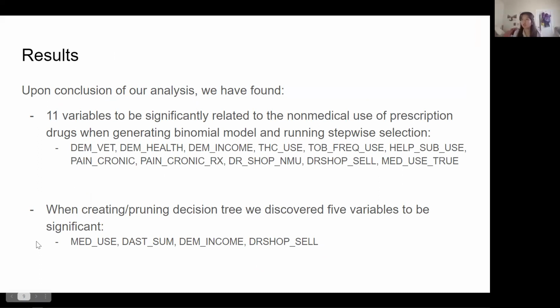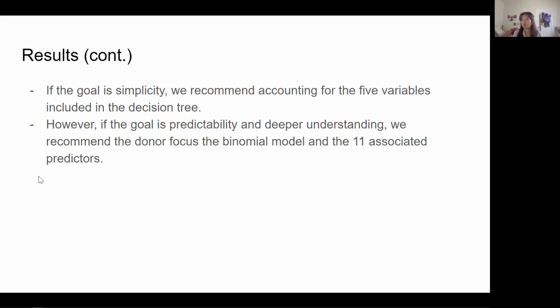From all of this analysis, we found that 11 variables were significantly related to the non-medical use of prescription drugs when generating the binomial model and running stepwise selection, and those relevant variables are listed here. When creating and pruning the decision tree, we discovered that 5 variables were significant. So our recommendation is that if your goal is simplicity, we recommend that you account for the 5 variables included on the decision tree. However, if your goal is to predict or to have a deeper understanding of the data and relationships of the variables, we recommend that you focus on the binomial model and the 11 associated predictors.